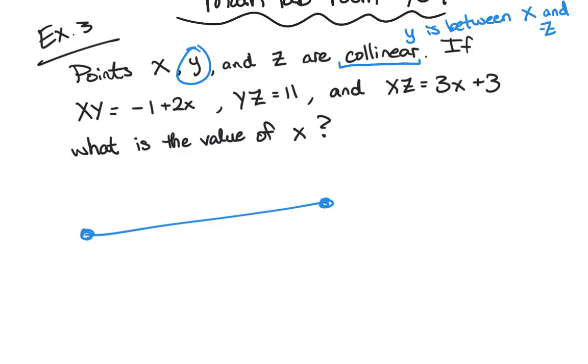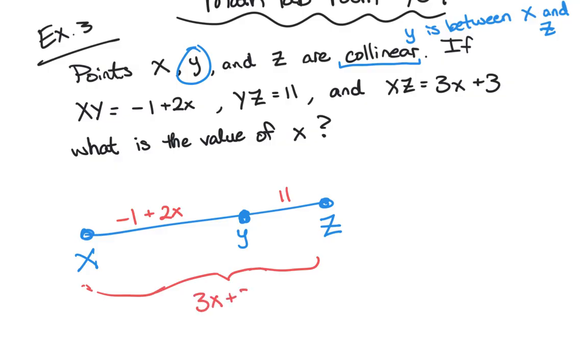So we got segment Y somewhere in here. Let's put it here just for fun. I try not to put it exactly in the middle because I don't want you to get confused with the midpoint, which will be one of the next things we learn. So Y is between X and Z. XY is -1 plus 2x, and YZ is 11. This one even tells us that XZ is 3x plus 3. It gives me all that information, and it asks, what's x?